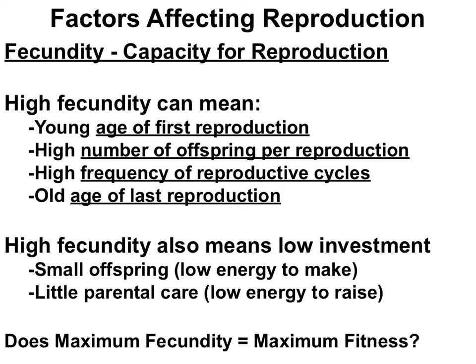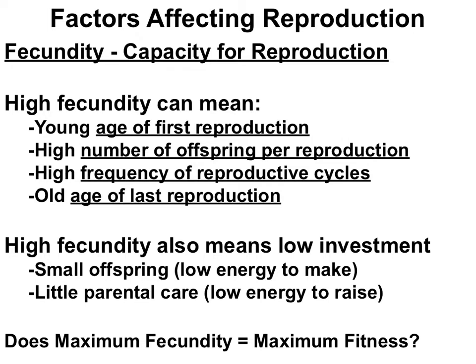Organisms that have high fecundity tend to have certain characteristics. High fecundity usually means a young age at first reproduction, high number of offspring in each reproductive cycle, a high frequency of reproductive cycles where an organism can reproduce again right after having babies, and a relatively old age of last reproduction. All of these elements add up to making a lot of offspring in one lifetime.